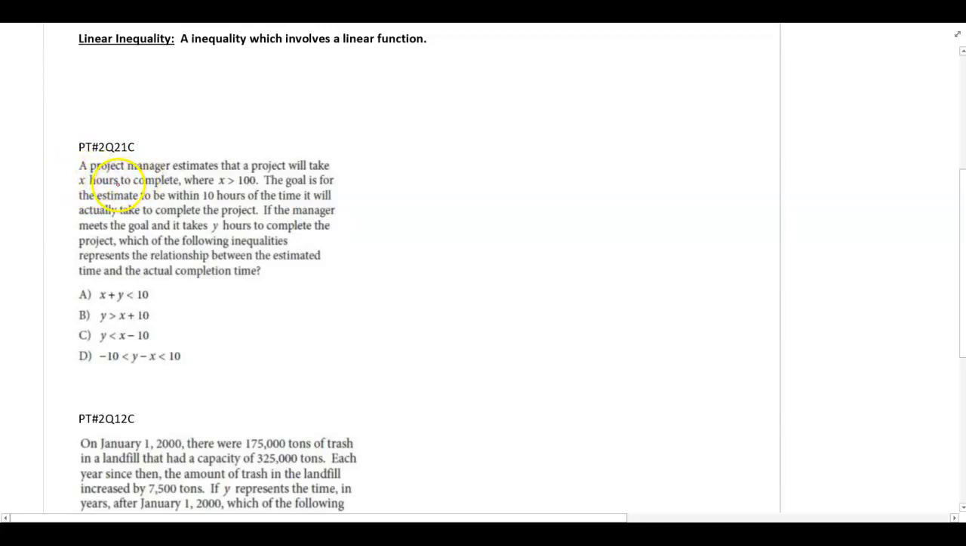A project manager estimates that a project will take X hours to complete, where X is greater than 100. The goal is for the estimate to be within 10 hours of the time it will actually take to complete the project. If the manager meets the goal and it takes Y hours, which of the following inequalities represents the relationship between the estimated time and actual completion time? So they want to be within 10 hours. If they bid the job, they want to be within 10 hours.